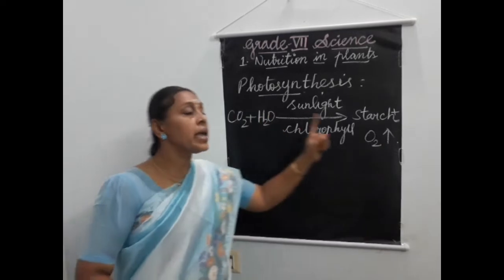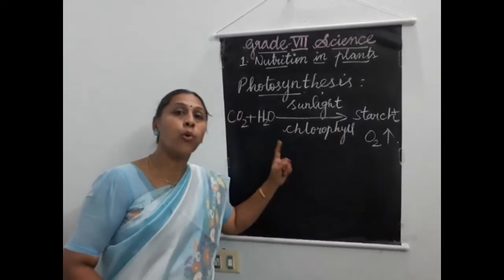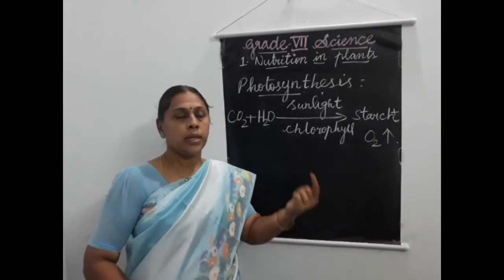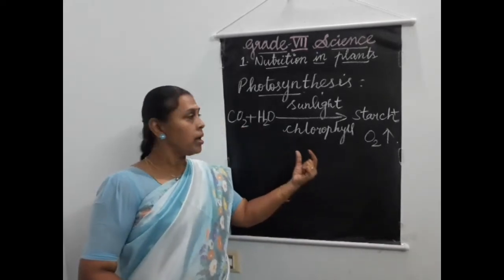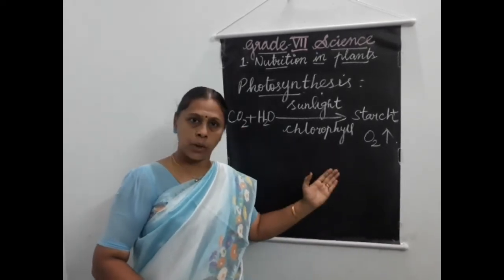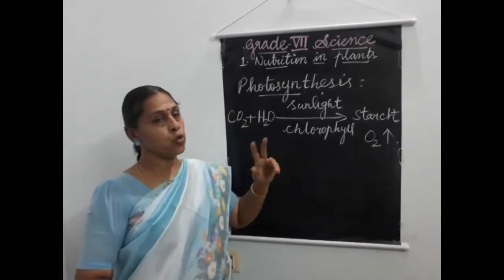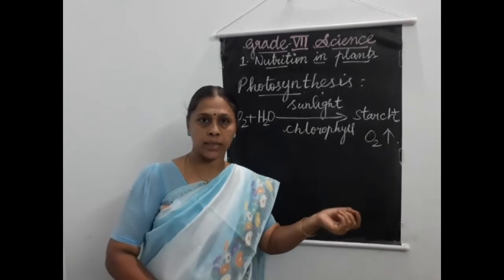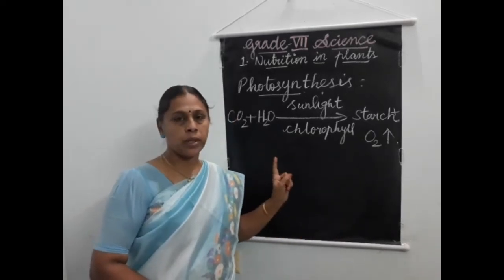So this is the equation for the process of photosynthesis. It may be asked in 1 or 2 marks. They may give the equation with a blank in between and ask you to fill it, or in the 2 mark question they may ask you to write the whole equation. Write the equation for photosynthesis. So you should know this well.